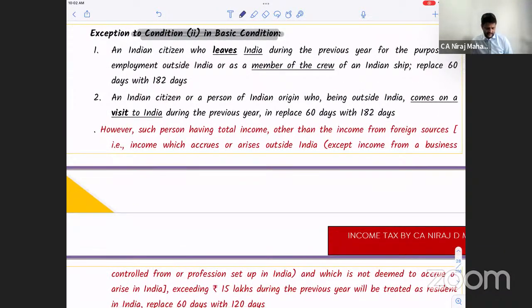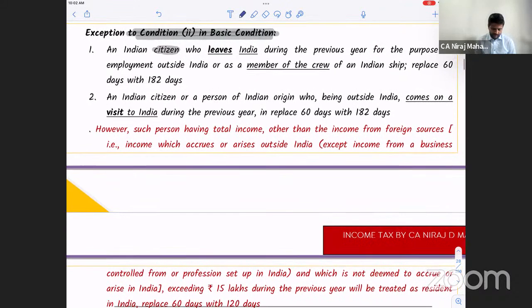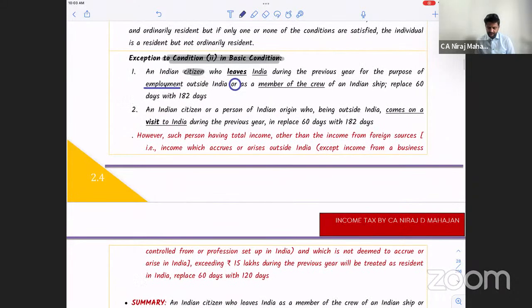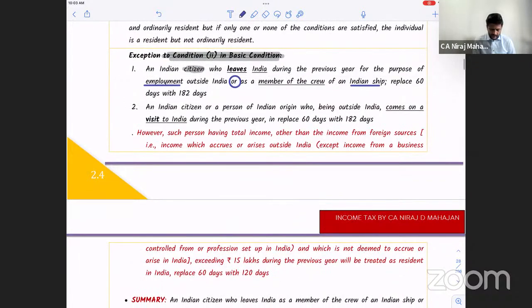An Indian citizen who leaves India during the current year for the purpose of employment, obviously outside India, or as a member of the crew of an Indian ship, we replace 60 days with 182 days. We replace what? 60 days with 182 days. Understand? It is a little bit tricky, is it?